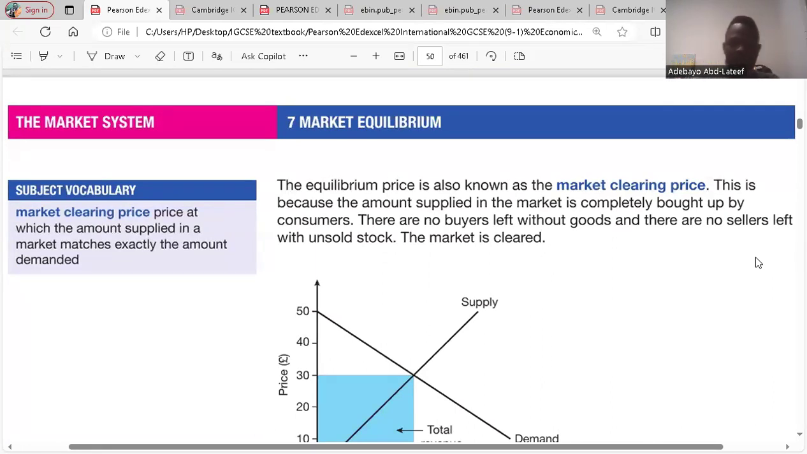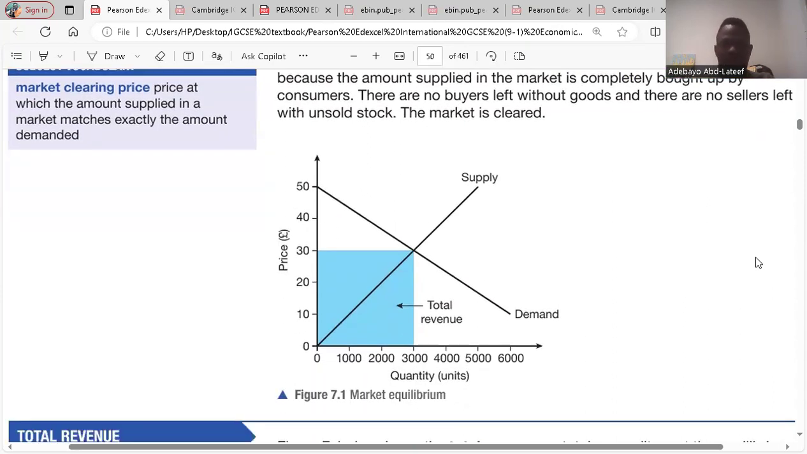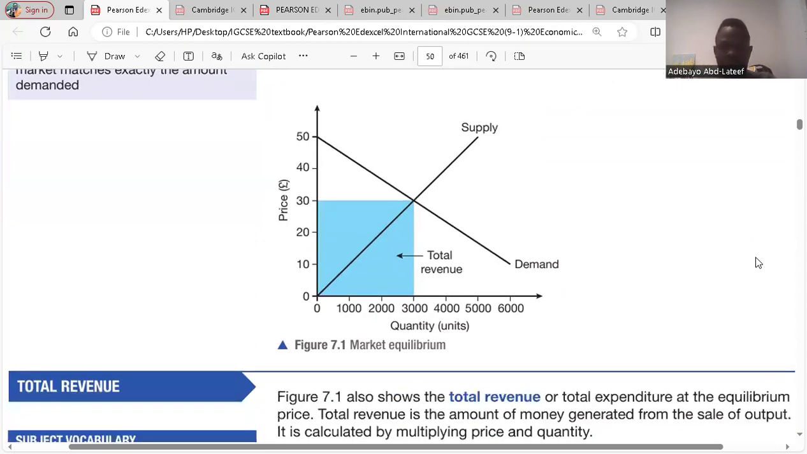Based on the graph we have here, we have where the demand and supply curves meet. At the point where they meet is the equilibrium quantity. The price at which they meet is the equilibrium price. There's the equilibrium point, the point at which demand and supply meet, and the equilibrium price, the price at which both demand and supply meet. So based on this graph, the equilibrium price is 30 and the equilibrium quantity is 3,000.